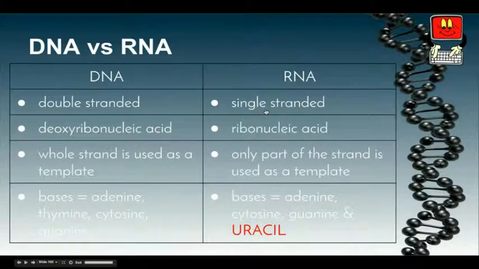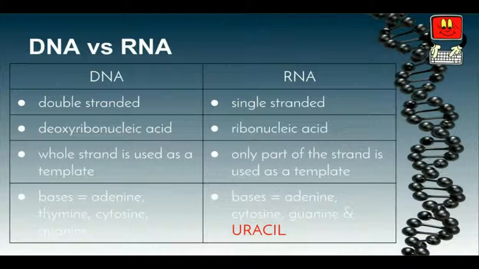Okay, so over the last couple of lessons, we've been talking about protein synthesis. So just to quickly recap, we've been looking at DNA as a double-stranded molecule with the term DNA standing for deoxyribonucleic acid. So the deoxyribo part is the sugar and it is a nucleic acid. So the whole strand is used for a template when we are undergoing DNA replication. And the bases that are involved are adenine, thymine, cytosine, and guanine.